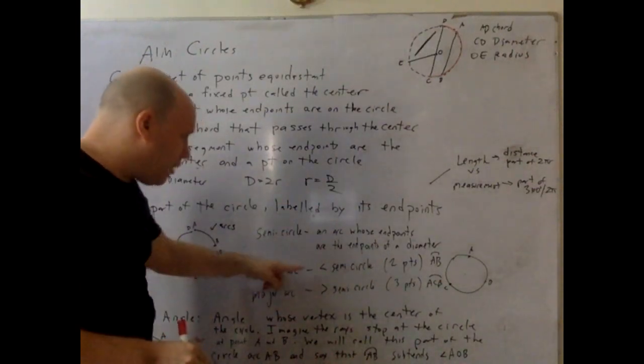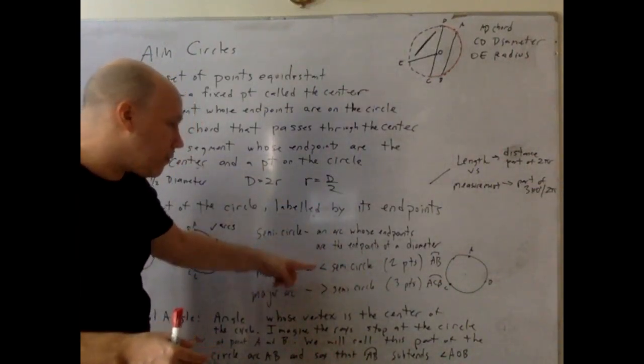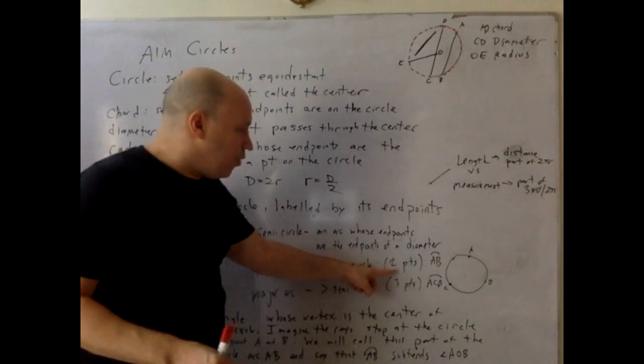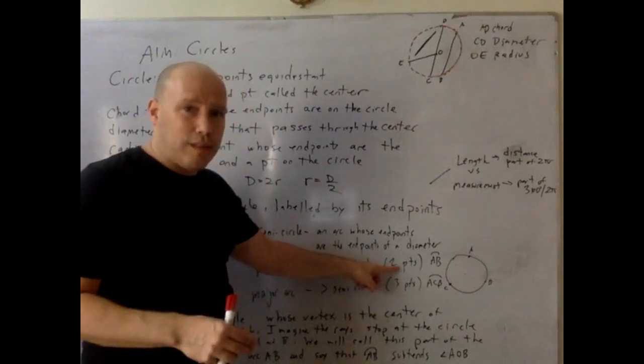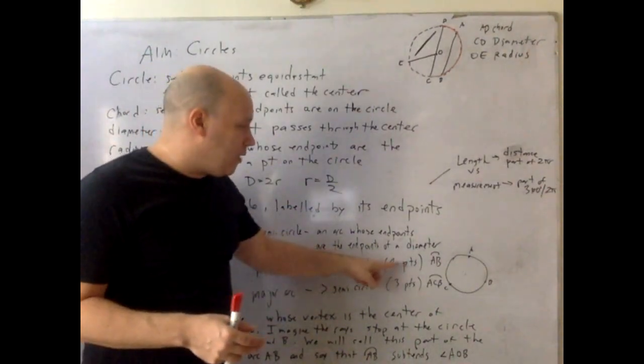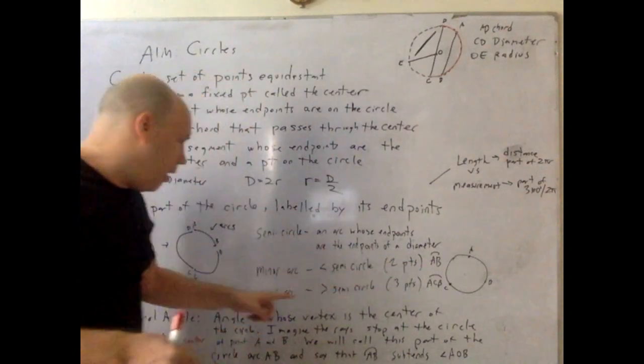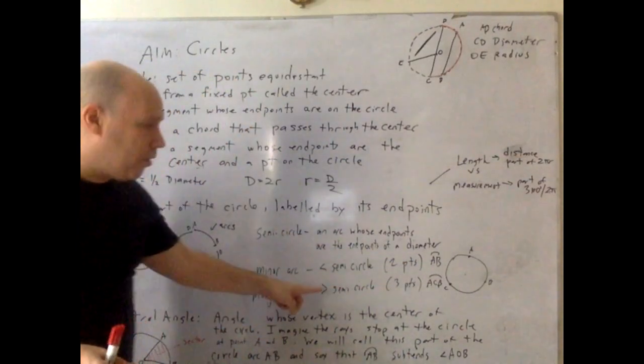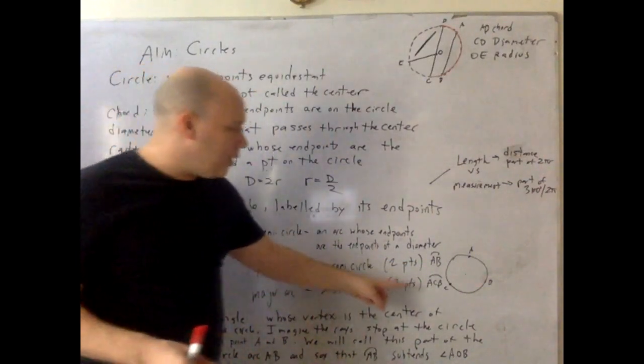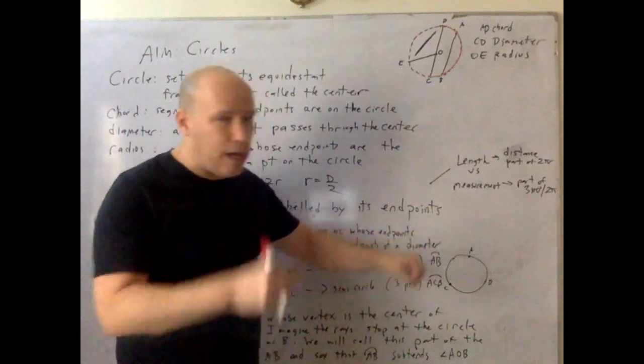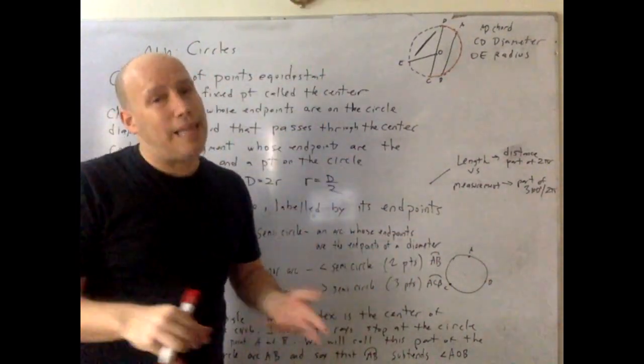A minor arc is smaller than the semicircle, and usually it's less than half if you see 2 points labeling it. A major arc is greater than a semicircle, and that's generally with 3 points to say go around the whole circle in that direction.